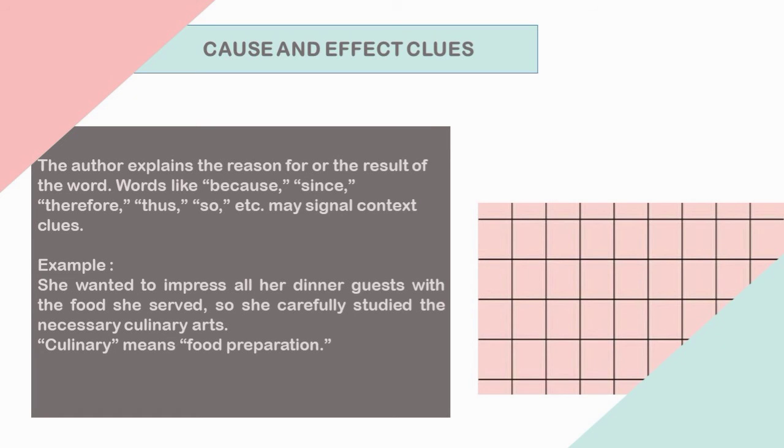And the last, cause and effect clues. The author explains the reason for or the result of the word. Words like because, since, therefore, thus, so, and etc. may signal context clues. For example, she wanted to impress all her dinner guests with the food she served, so she carefully studied the necessary culinary arts. Culinary means food preparation.